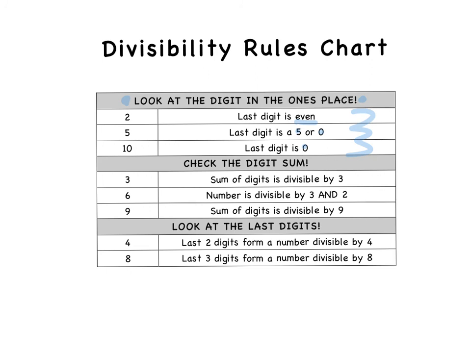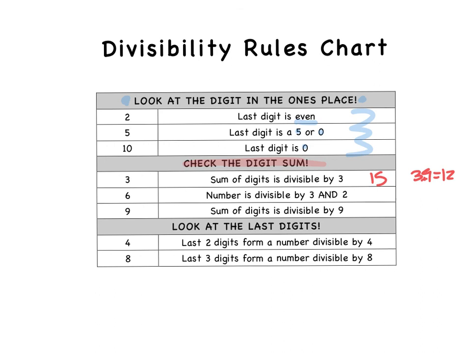Some other tricks, if you look at the sum of the digits: for 3, it's divisible by 3 if the digits add to a multiple of 3. So if you think about 15, we know it is divisible by 3. Well, the 1 plus the 5 is 6. We know 6 is divisible by 3. So when numbers get bigger, maybe like 39, a lot of kids think that's prime, but we look at what those add to. 3 plus 9 is 12. I know 3 goes into 12, so 39 is divisible by 3. If the number is divisible by both 3 and 2, say 12, it's also divisible by 6.